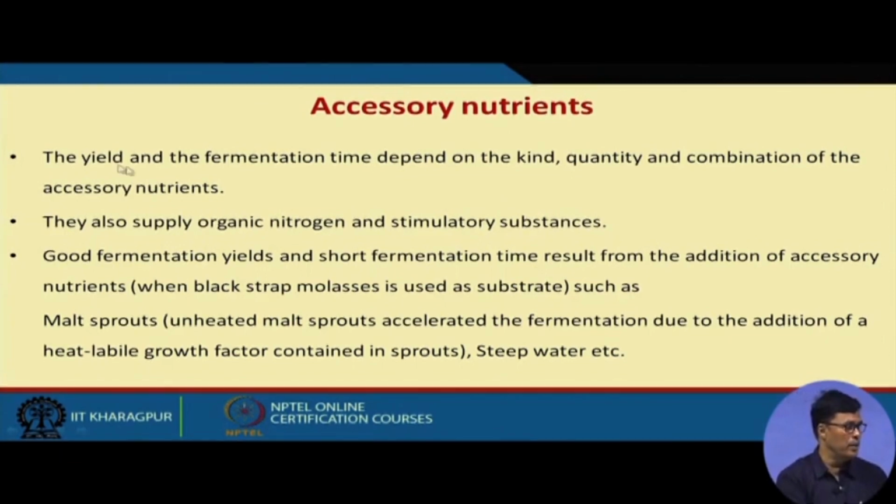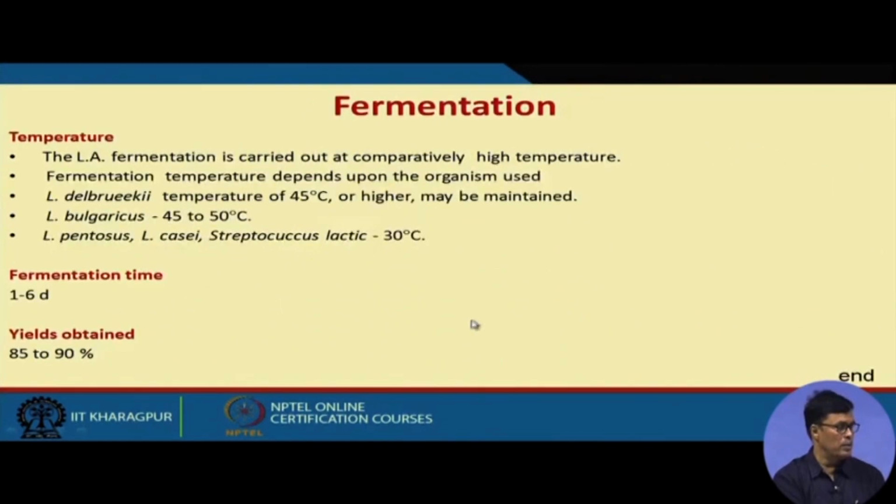Accessory nutrients: the yield and the fermentation time depend on the kind, quantity and combination of the accessory nutrients. They also supply the organic nitrogen and stimulatory substances. Good fermentation yield and short fermentation time result from the addition of accessory nutrients, such as malt sprout and steep water, which are used as accessory nutrients in this fermentation process.